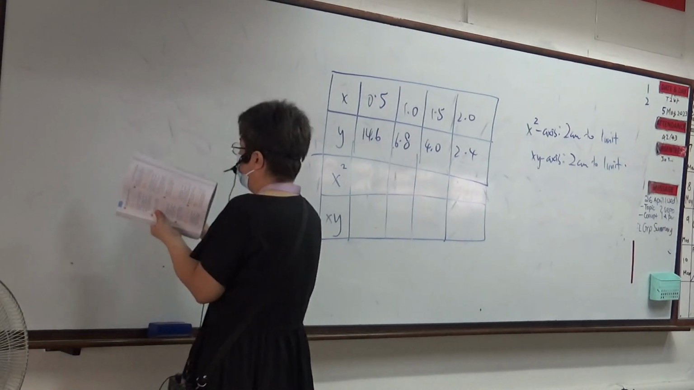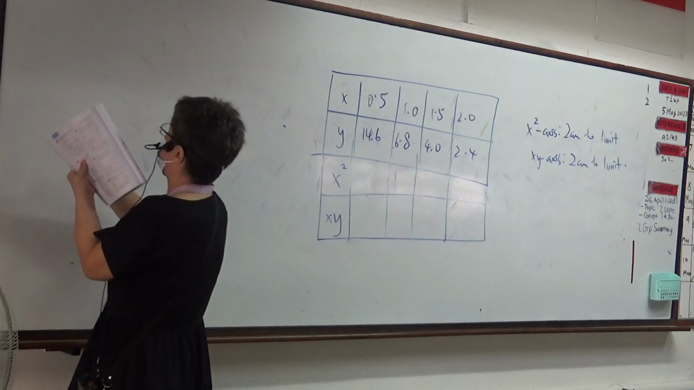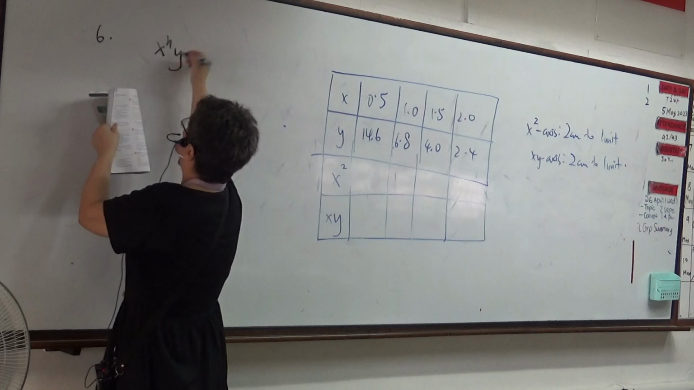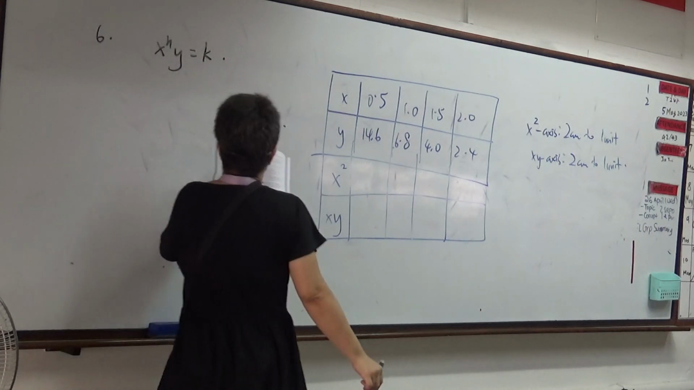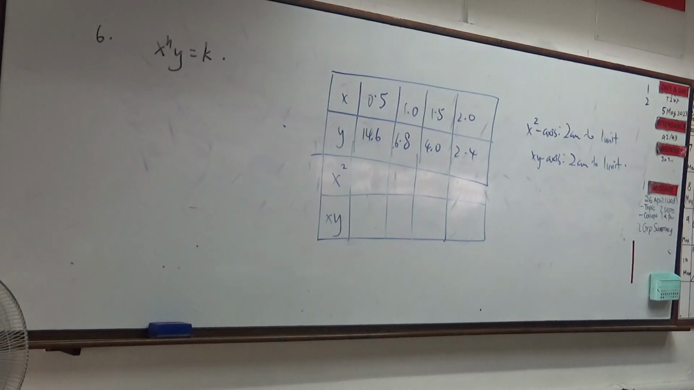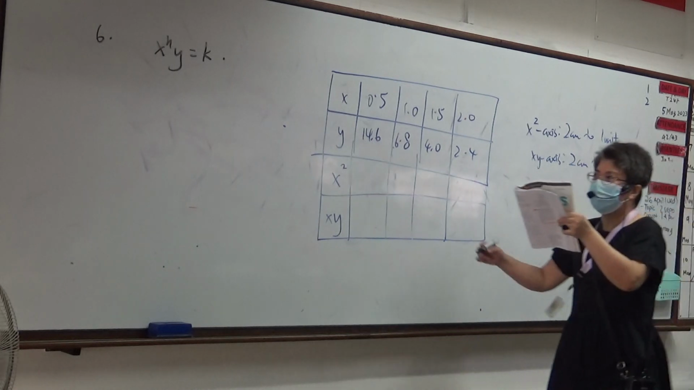I'm going to go very fast here because you need to talk all around the topic. Question 6. The table shows experimental values of x and y. It is known that x and y are related by this equation. They say what? Plot what?